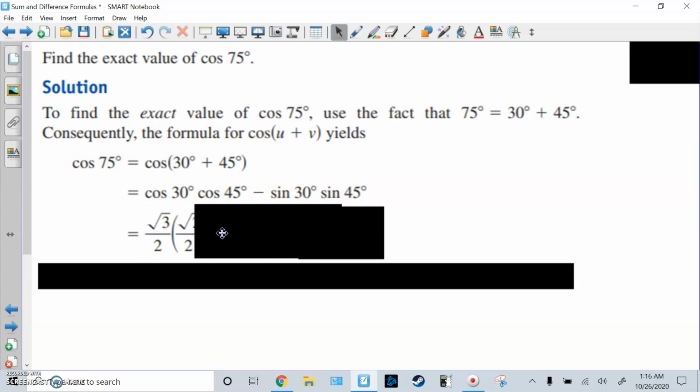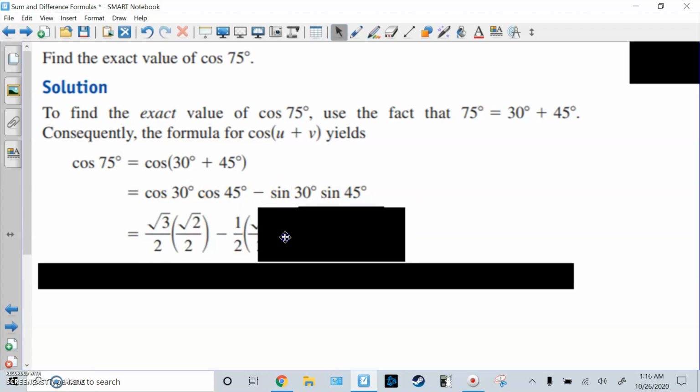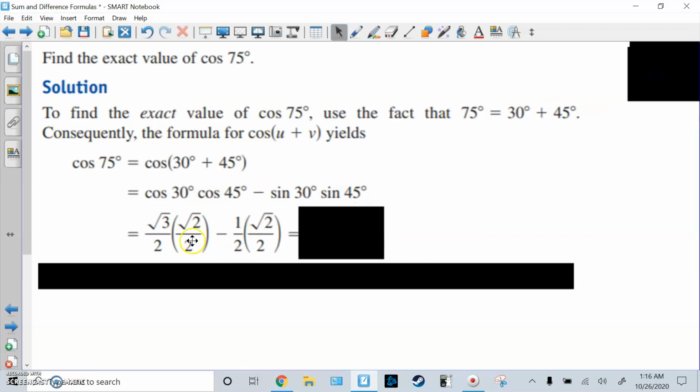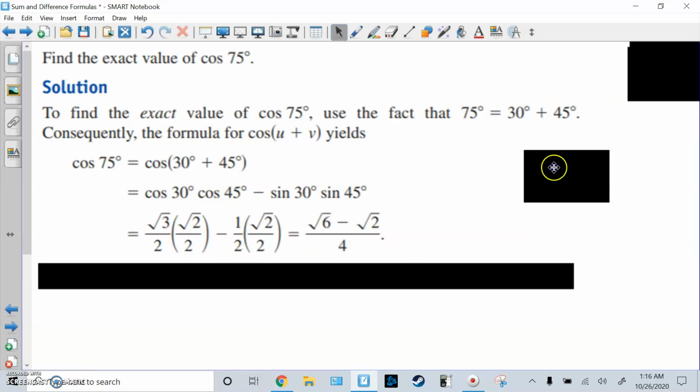Cosine 30 on the unit circle is root 3 over 2. Cosine 45 is root 2 over 2. Sine 30 is 1/2. Sine 45 is root 2 over 2. Multiply and combine, you get that. Now this was not the only possibility.